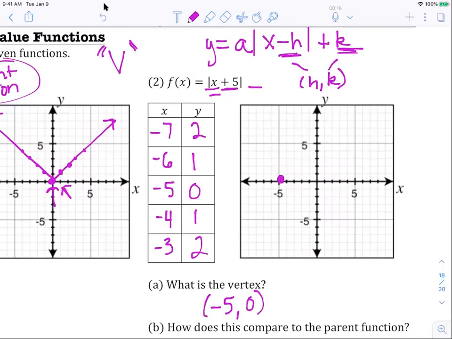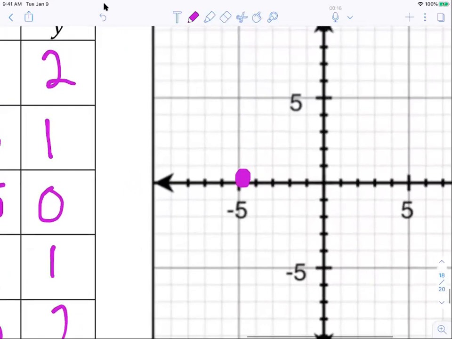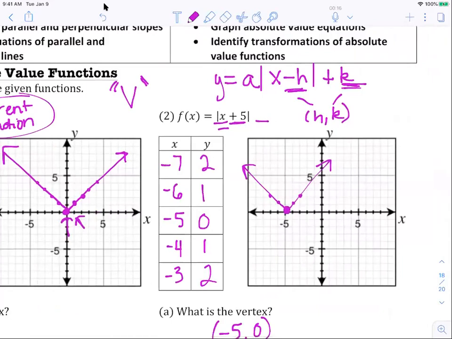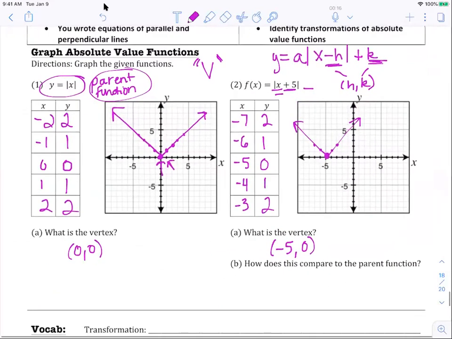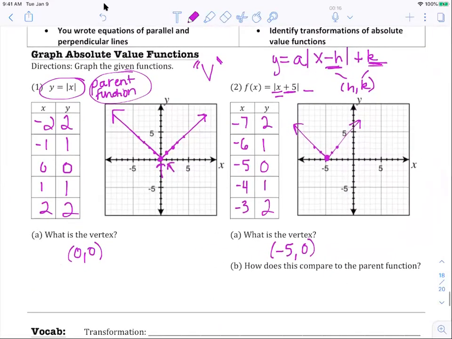And now we can graph the rest. So let's see, we're going to be -4, 1, -3, 2, -6, 1, and then -7, oh, nope, -7, 2. There you go. You guys can probably do a better job of this graphing. We want to try and attempt to make those pretty straight. But there we go.